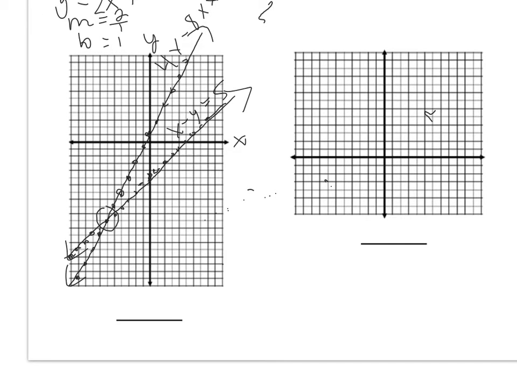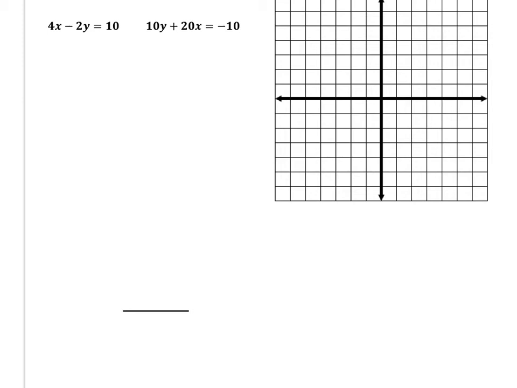So the solution is the ordered pair where the two lines intersect. So if I count, this is to the left 1, 2, 3, 4, 5, 6, and down 1, 2, 3, 4, 5, 6, 7, 8, 9, 10, 11. Okay, we'll do one more together, and then we'll practice this a little bit next class.